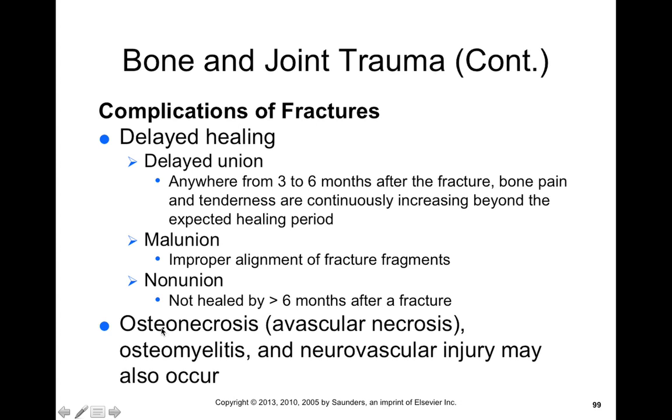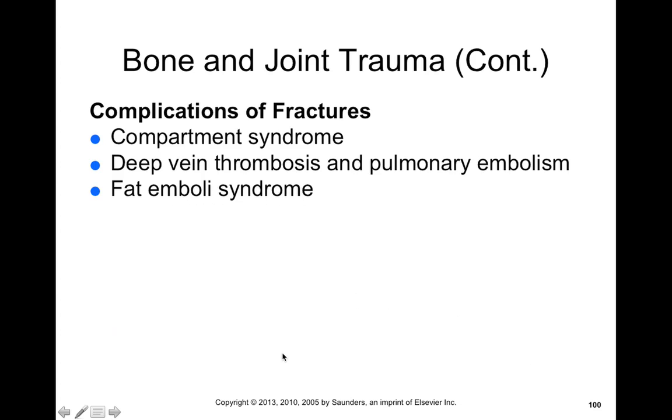Now, osteonecrosis can result if blood vessels have been compromised and entire segments of bone don't get enough blood flow. This can lead to osteomyelitis, and we also get neurovascular injury if we don't get adequate blood flow. Now, complications of fractures can also include things like compartment syndrome, we talked about earlier as being an excessive amount of pressure that can lead to ischemia. Deep vein thrombosis can also occur if we get poor circulation as a consequence of that fracture and venous blood builds up in the distal extremity.